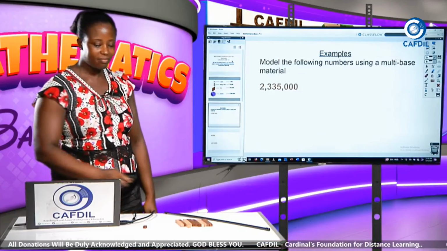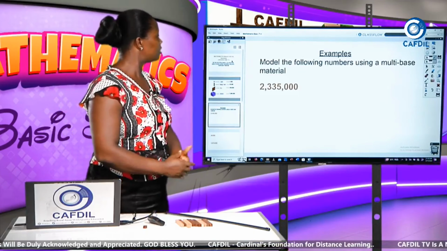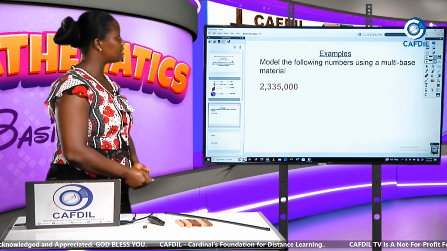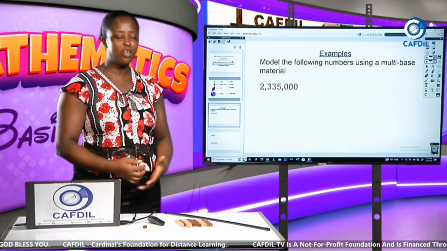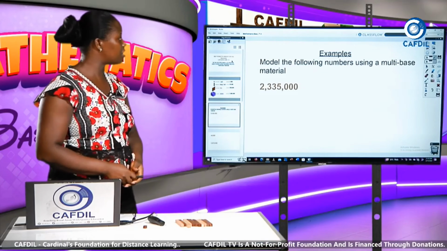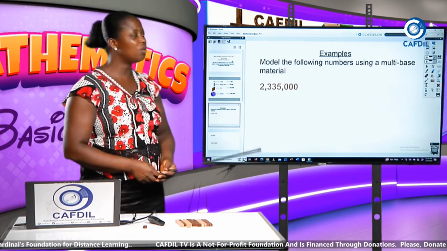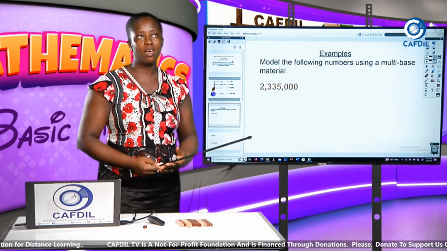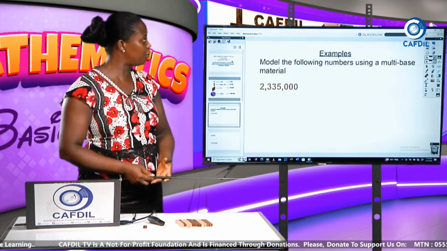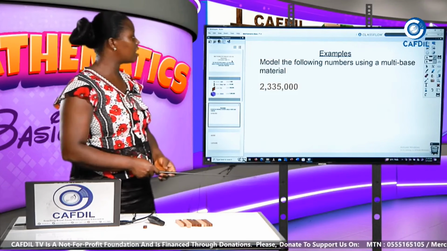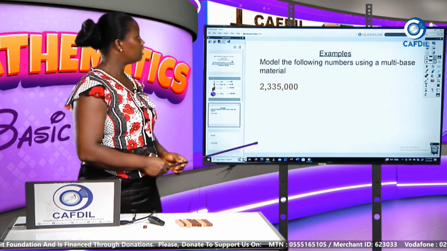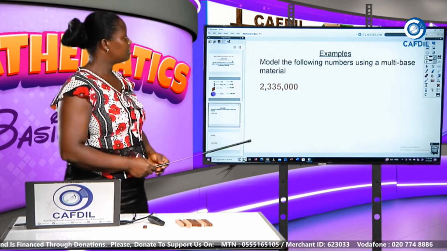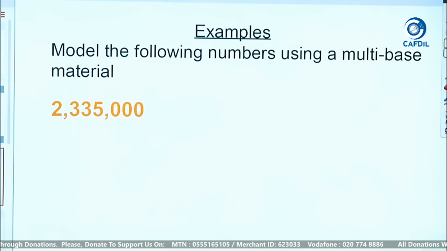Okay. Now we are going to model the following numbers using the multi-base material. Now that we know the value of each of the material, when we pick block, you know the value. When we pick flats, you know the value. The rod, you know, and the units, you know the value. We are going to model some numbers using a multi-base material.